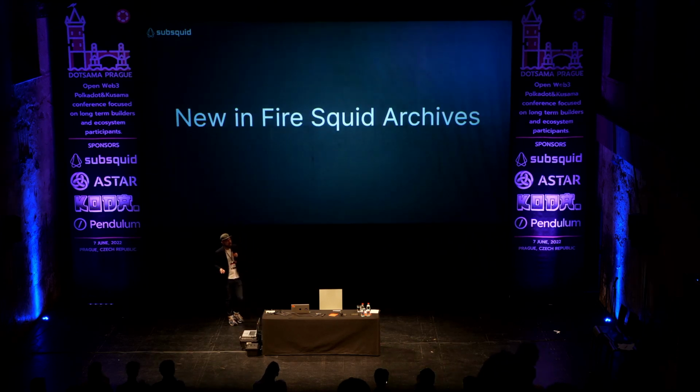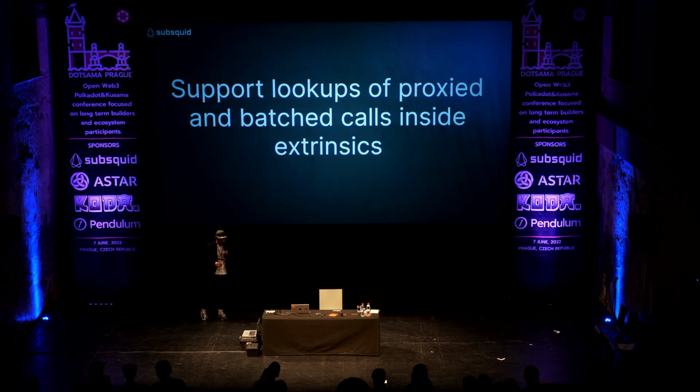So here come the features that are not present in the current version of archives, but that we are going to release around the end of June at Polkadot Decoded. The first killer feature is that archives are going to support lookups of proxy and batch calls inside extrinsics. So why is it important?